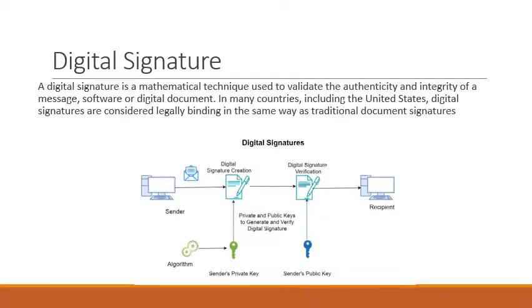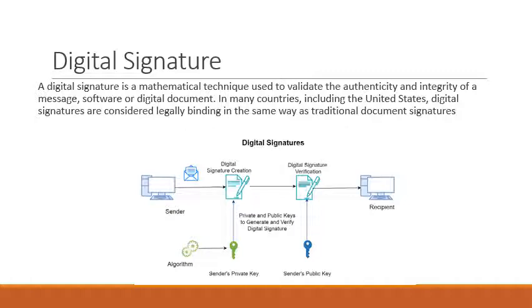A digital signature. A digital signature is a mathematical technique used to validate the authenticity and integrity of a message, software, or digital document. In many countries, including the United States, digital signatures are considered legally binding in the same way as traditional document signatures. Basically, it is a signature in an electronic form.